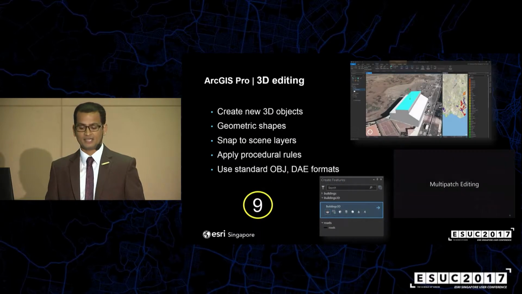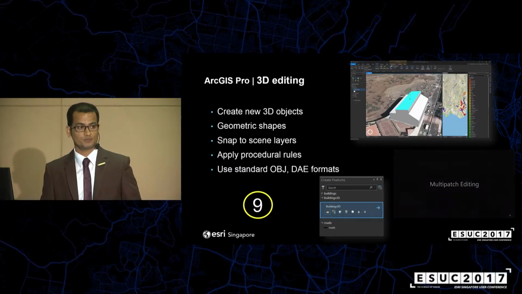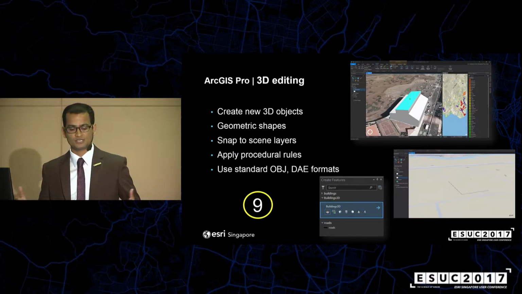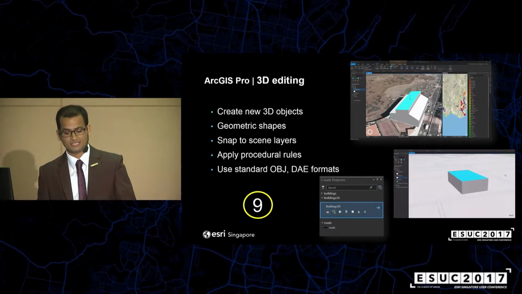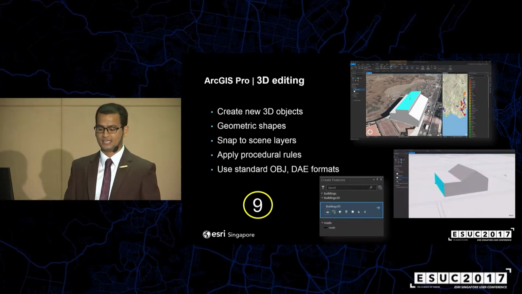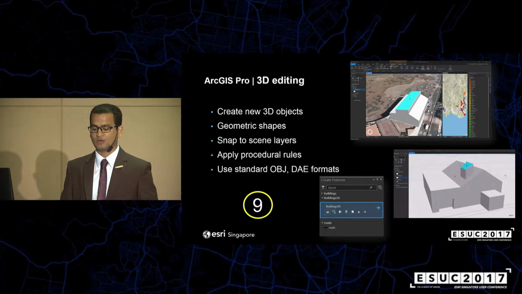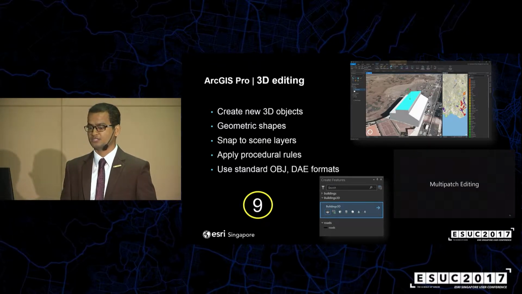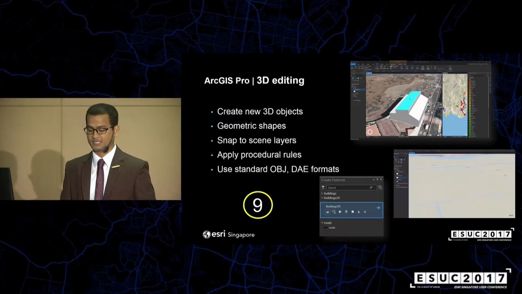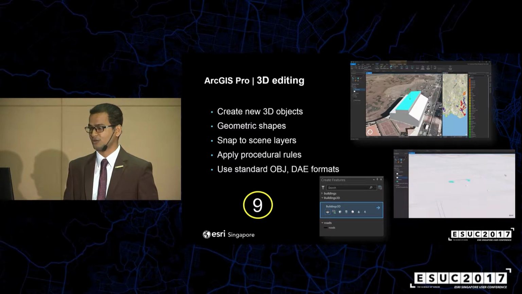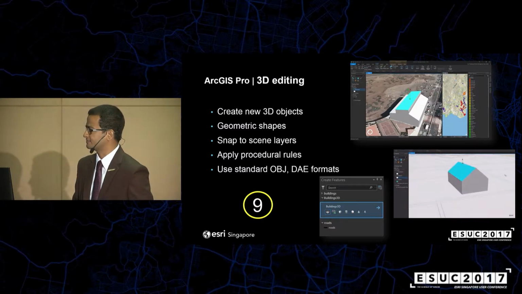Number 9 in my item list is also from ArcGIS Pro, and it's the 3D editing. A lot of users were asking for this capability. So in terms of 3D editing and modeling, ArcGIS Pro 2.0 offers true editing workflows, and it now supports snap to scene layer as you are editing your multi-patch data. You can also apply procedural rules on your 3D objects and the data formats such as OBJ and DAE formats.